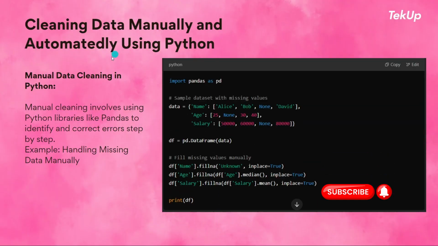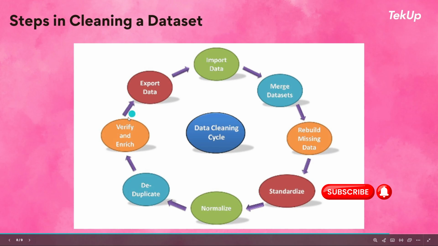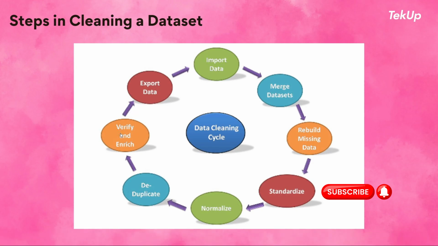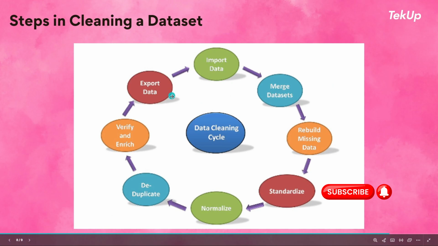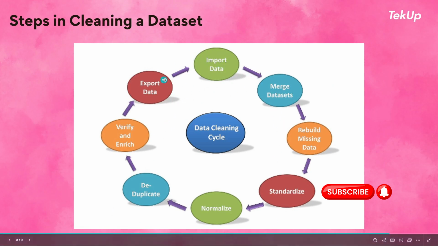appropriate data type. Cleaning data manually and automatically using Python. Manual data cleaning in Python involves using Python libraries like Pandas to identify and correct errors step by step. Now let's look at this example that shows the process of cleaning data with Python manually. Steps in cleaning a dataset. We have various steps in cleaning a dataset, and this flow chart shows the steps involved.